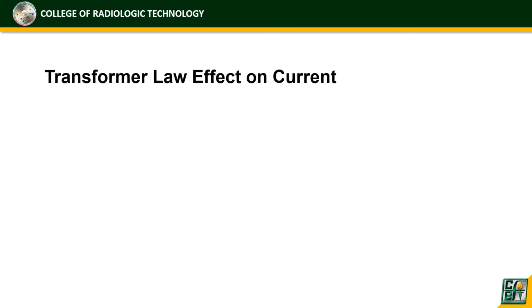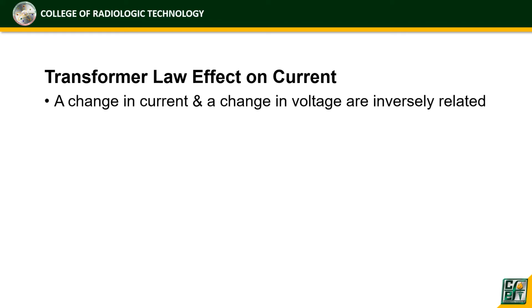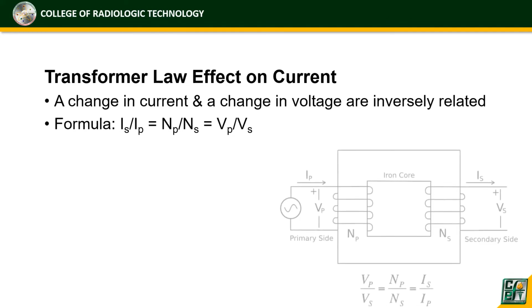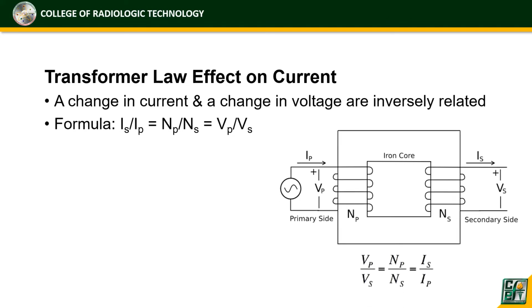Now let us see the effect of the transformer law on current. It is said that a change in current and a change in voltage is inversely related. Okay, so their relationship is inversely proportional. So the formula is IS over IP equals NP over NS equals VP over VS. Okay, so that is the equation for the effect of transformer law on current.